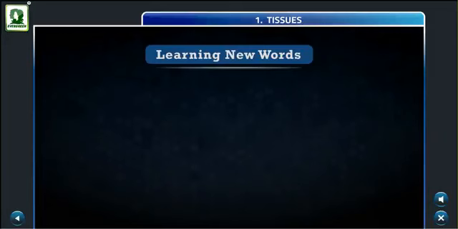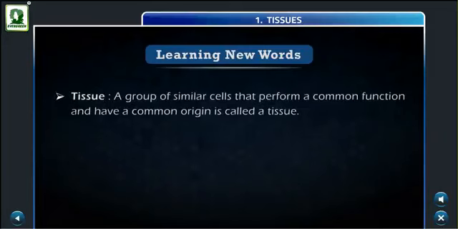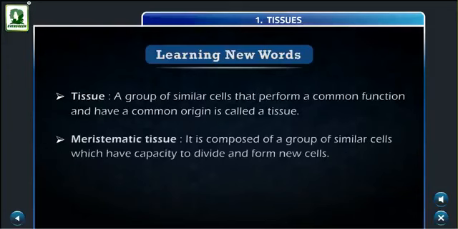Learning new words. Tissue: a group of similar cells that perform a common function and have a common origin is called a tissue. Meristematic tissue: it is composed of a group of similar cells which have the capacity to divide and form new cells.